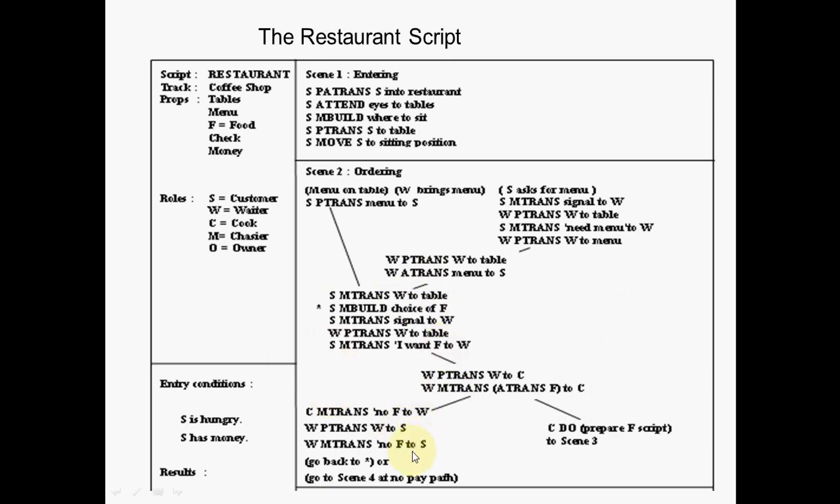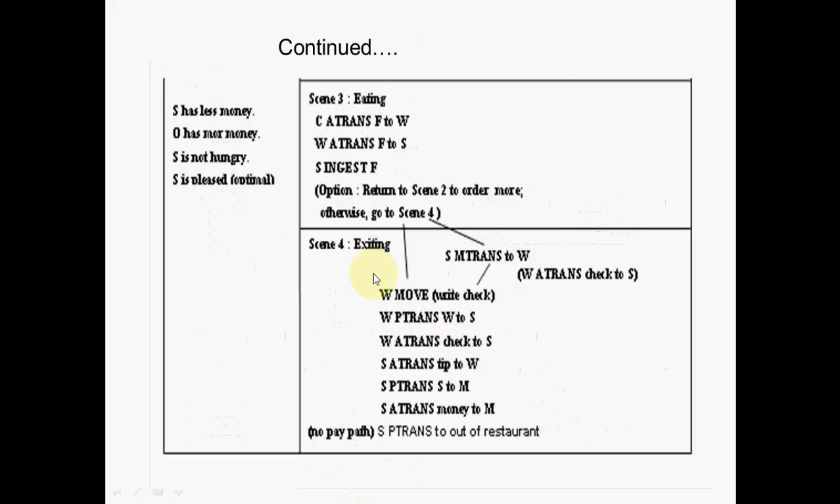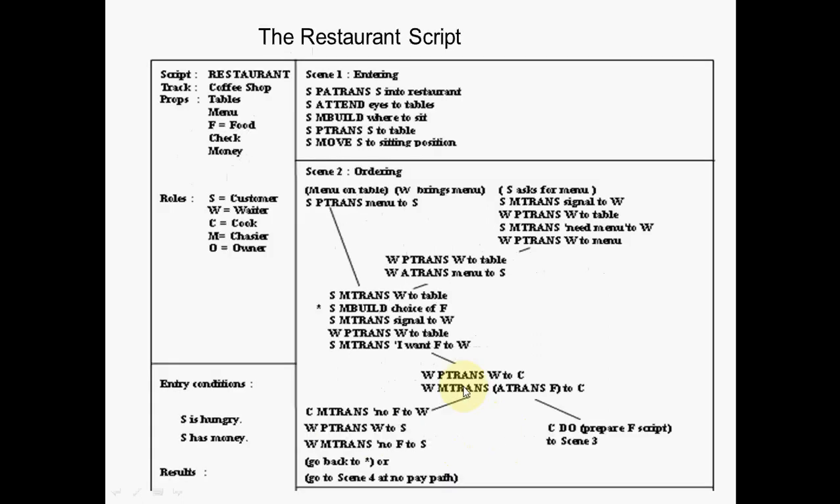But many a times people also go to the restaurant to order a particular food only. So in that case you may opt to simply walk out, or go to scene 4 at no pay path. No pay path is the one wherein, can you see here, no pay path, that means you are not eating and you are not paying directly. No pay path will take you out of the restaurant. Okay, so this is all happening when the menu is on the table.